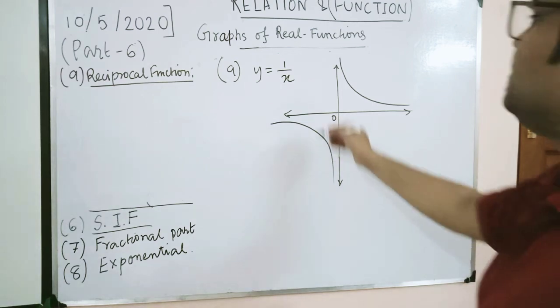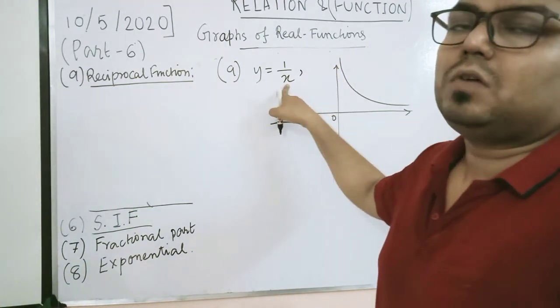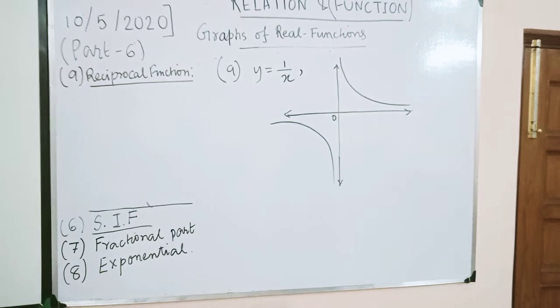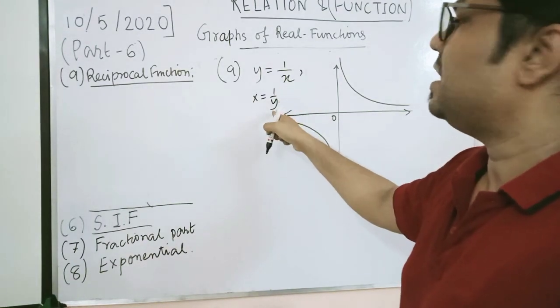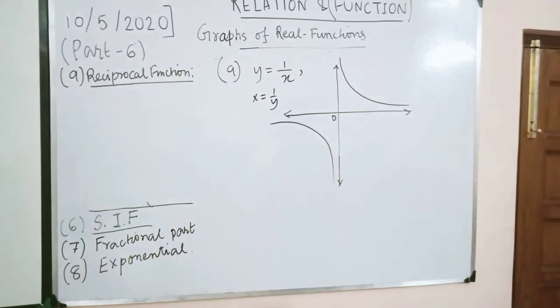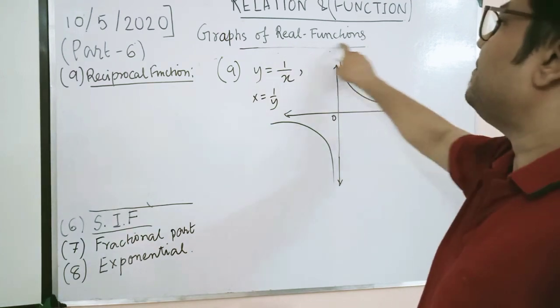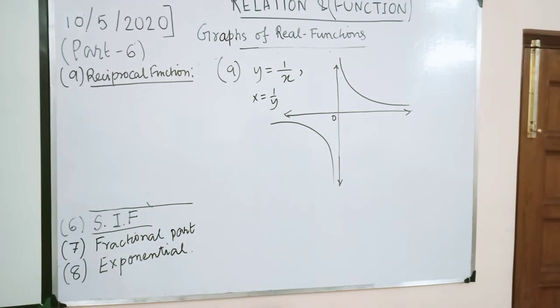Here also you find that if x is 0, y gets undefined, and if you write it the reverse way, x equals 1 by y, then if y becomes 0, x gets undefined. So undefined things are not to be considered. Why? We are dealing with real functions, not non-real or imaginary things. So undefined things we are not going to consider.